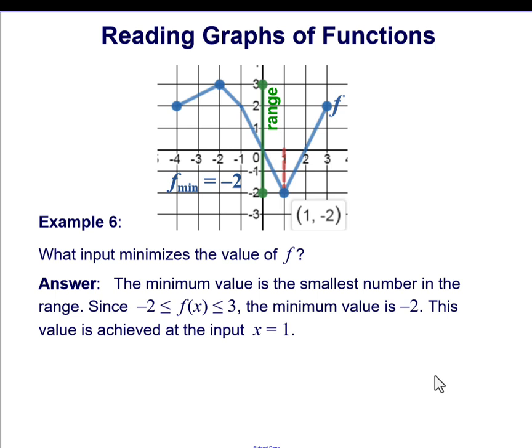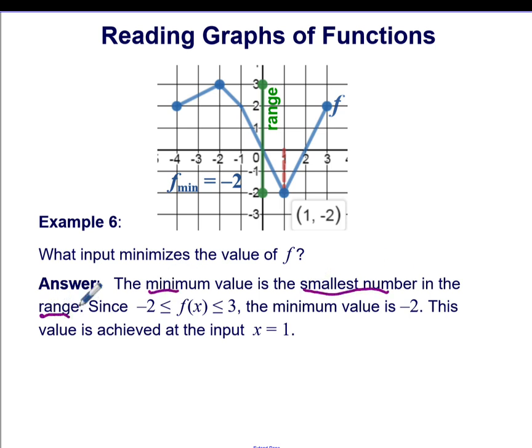And here's the answer. The minimum value is the smallest number in the range. Since the range goes from -2 to +3, the minimum value in that range occurs at -2. This is achieved at the input x equals 1. So again, the minimum is the smallest value along the range.